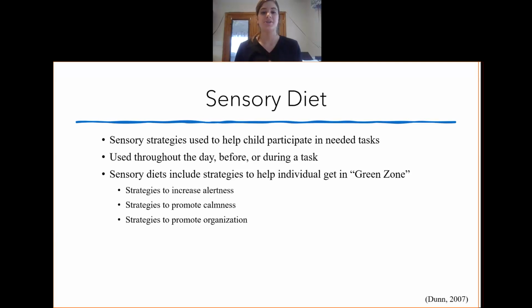Sensory diets. Sensory diets are strategies that are implemented throughout a child's day to help them meet their sensory needs, to allow them to become more productive. So basically, it's a way to adjust their sensory input in the child's environment to help them get in that green zone. Sensory strategies can either be used before the task, during the task, or after the task. These strategies will be used to either increase alertness when lethargic, promote calmness when too overstimulated, or promote organization when needing to focus on a task.